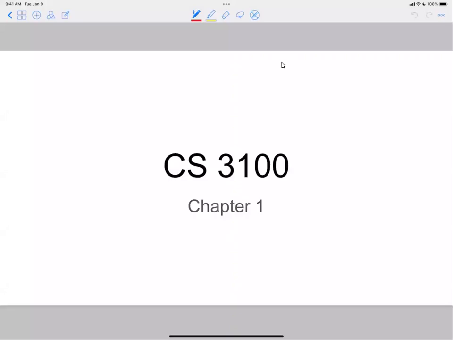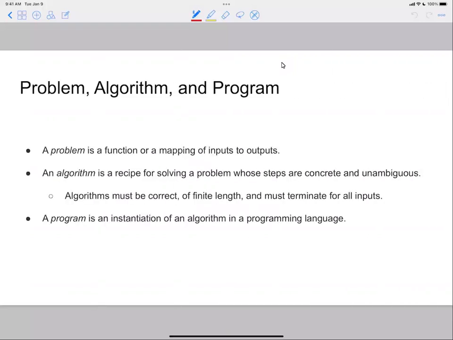Hello everyone, welcome back to CS3100 Data Structures and Algorithms. In this video, we will start learning the basic concepts and basic crucial ideas of this course. And the first one: problem, algorithm, and program.